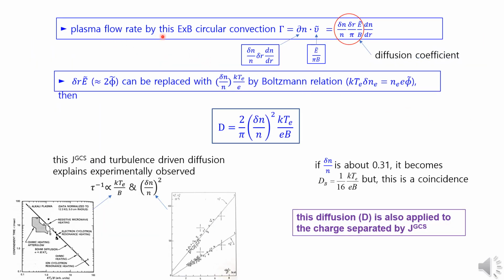To calculate the flow rate from this diffusion, the E cross B circular convection speed is multiplied by the amount of diffusion, then this is the diffusion coefficient. Since delta R times E field fluctuation is the potential perturbation, it can be replaced with this by the Boltzmann relation. Now we have the turbulence-induced diffusion coefficient that explains both experimental observations, kT over eB, and square of fluctuation. Here if delta N over N is 0.3, it becomes the Bohm diffusion, but this is just a coincidence. Another important point is that this diffusion is also applied to the charge separated by GCS current.